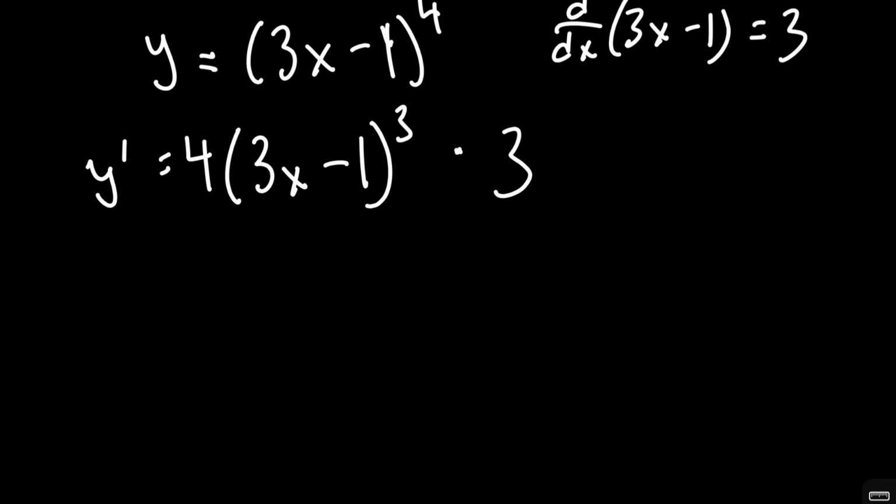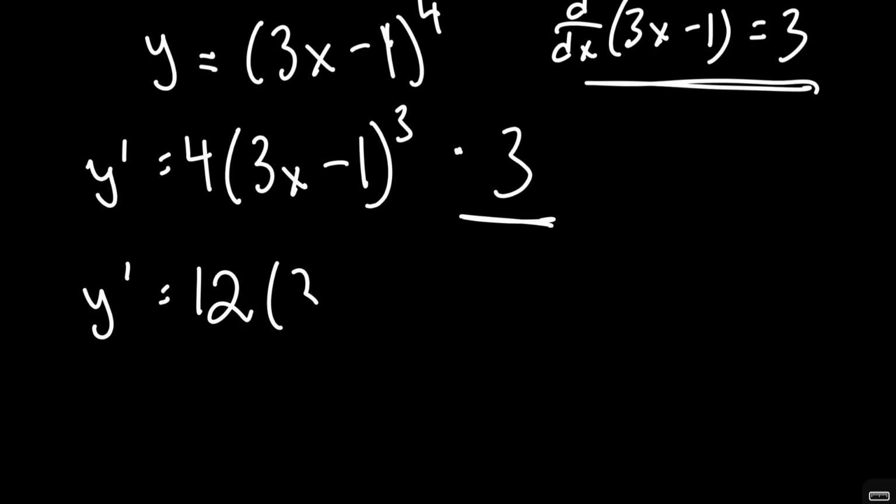Many students, however, forget to multiply the 3. Many students actually stop right at the outside function. This is probably the most common mistake students make with a chain rule. They take the derivative of the outside function and stop. But you can't forget the derivative of the inside function. The chain rule requires both steps, and you can simplify this into 12 times 3x minus 1 to the 3rd power.